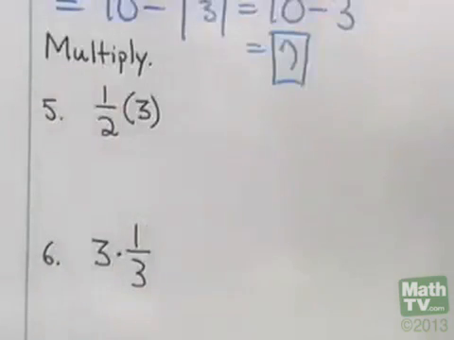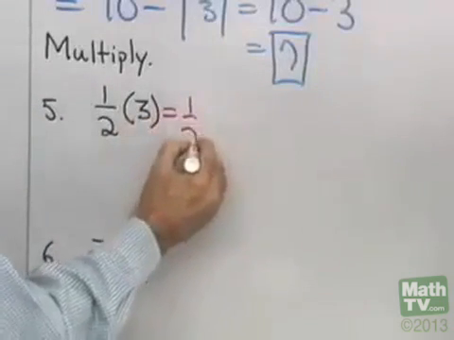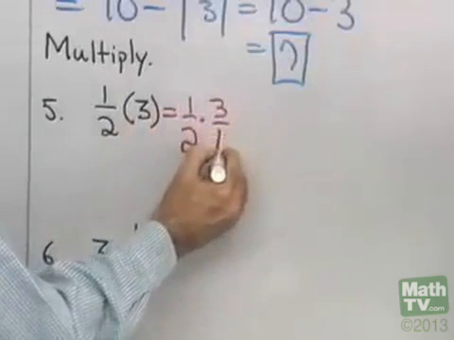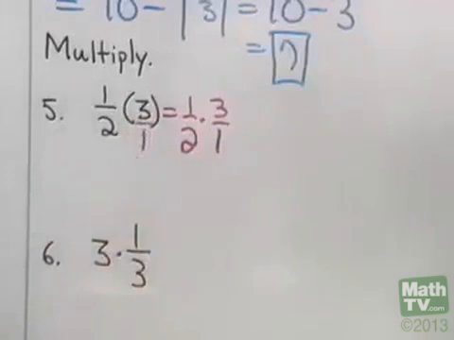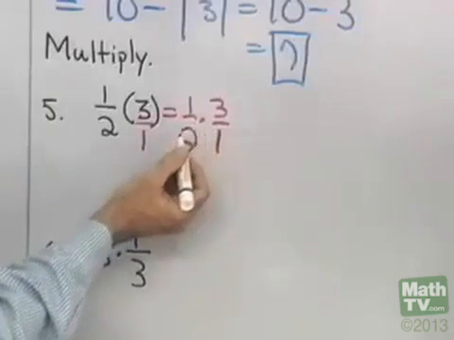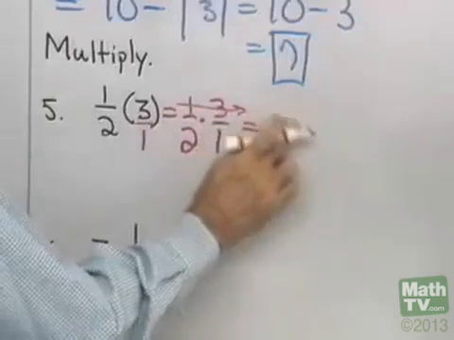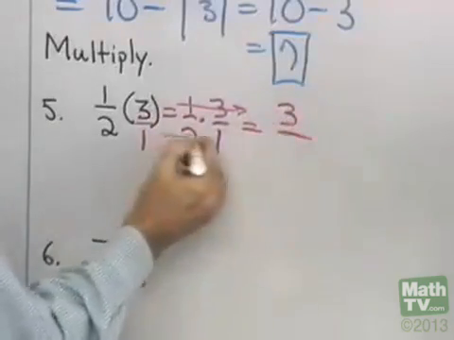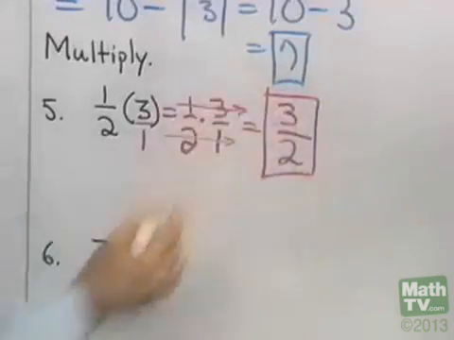Let's multiply. I have a couple of fractions. 1/2 times 3. This is the same as 1/2 times 3 over 1. Any whole number by itself can be thought of as a fraction with a denominator of 1. Now, when I multiply fractions, I multiply numerators. 1 times 3 is 3. And I multiply denominators. 2 times 1 is 2. So the answer there is 3/2.